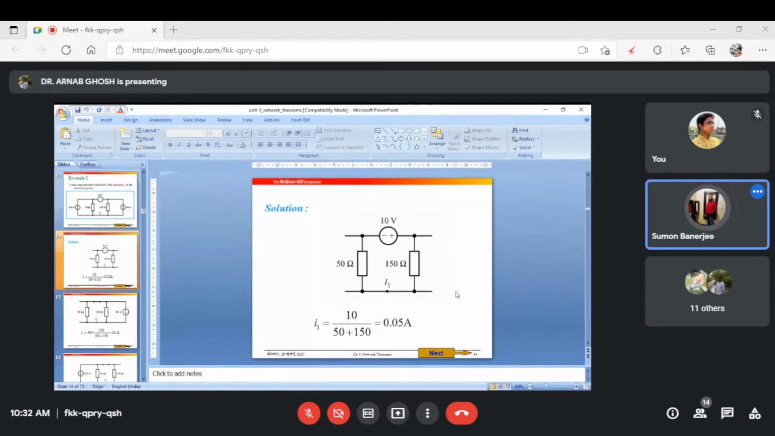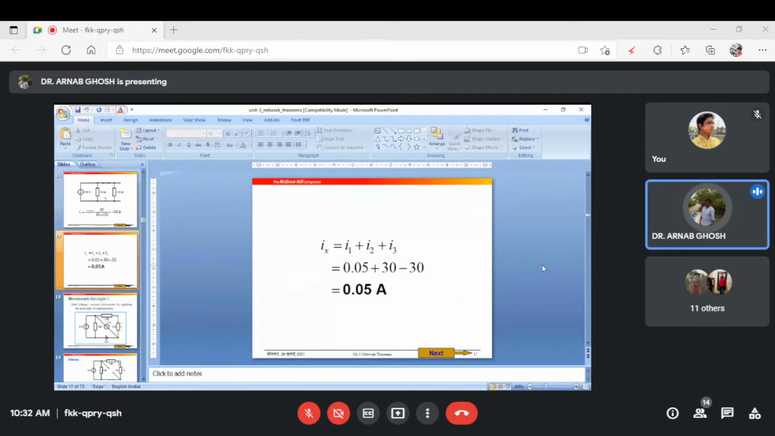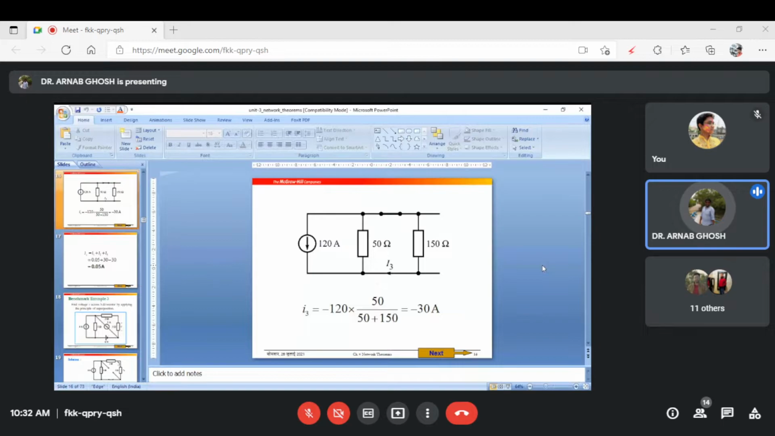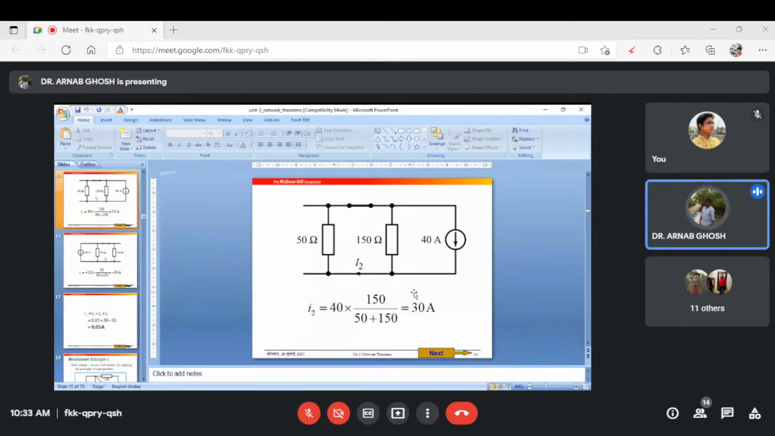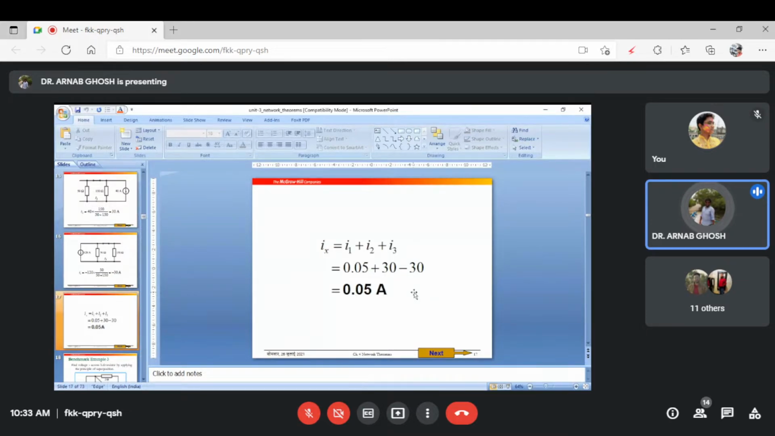Sir, wait 1 second, sir. 0.05 plus 30 minus 30, and this will give you 0.05 ampere only. Okay. So why is this minus 30 ampere? Because see, this I3 is in the reverse direction as 120 ampere. So this is minus 120 into 50 by 50 plus 150. So this is coming out as minus 30 ampere. And here this will come out as only 30 ampere. So we are just adding this up and we are getting the answer to be 0.05 ampere.